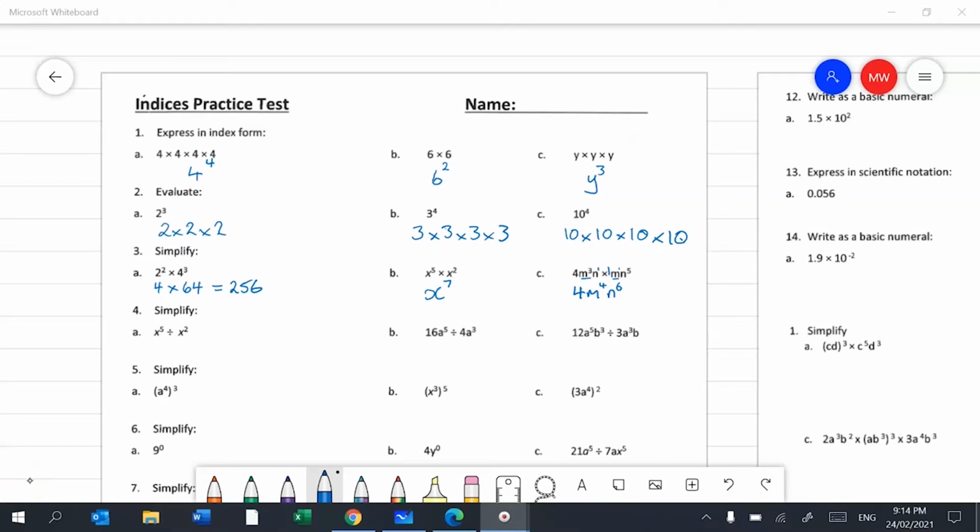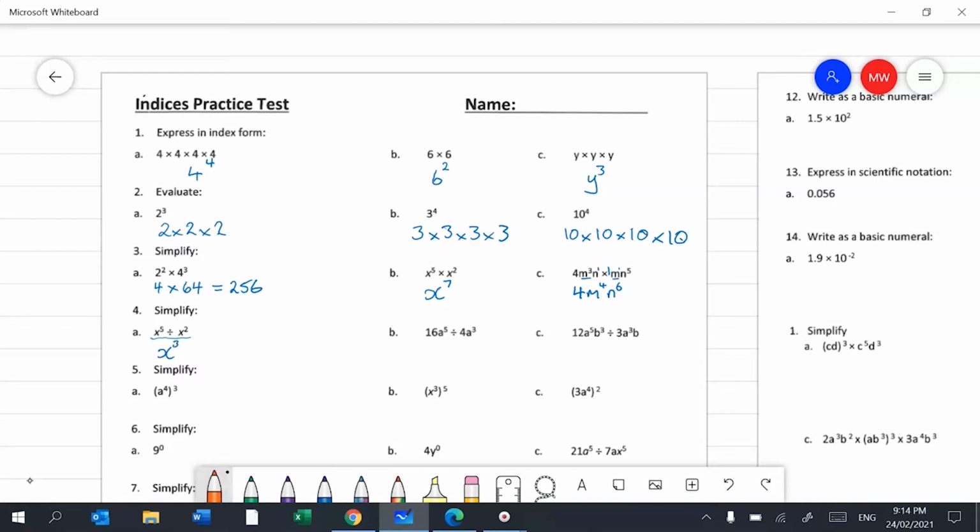Question 4 has got a mixture of questions in it. There's a nice simple one to kick us off here. When we do division, the base numbers are the same, they're both x. We just have to subtract the indices. So here I've got 5 minus 2 making x to the 3.